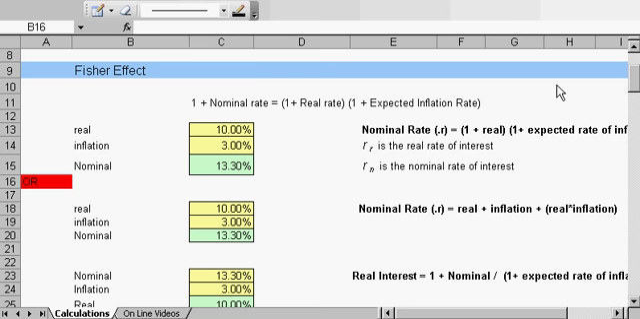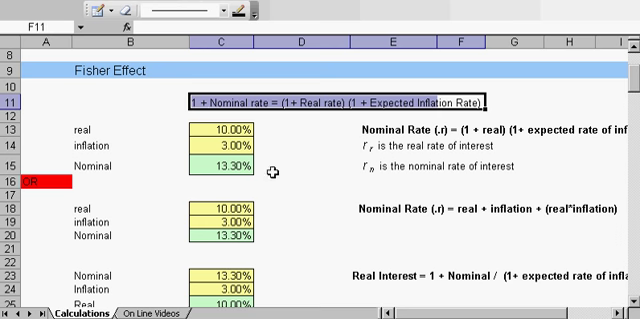Let's take a look at our equation here. This is the equation for the Fisher effect: 1 plus the nominal rate equals 1 plus the real rate times 1 plus the expected rate of inflation.